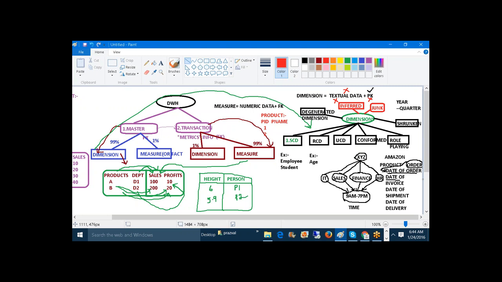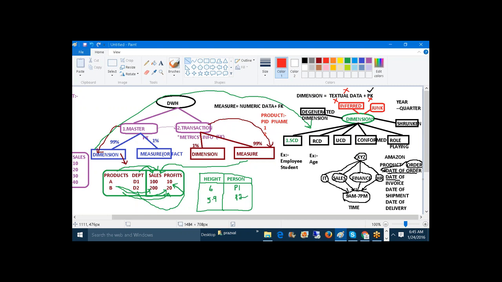What does shrunken dimension mean? A subset or sub-part of one dimension is known as the shrunken dimension. And next, number 7, degenerated dimension. If the dimension contains only the primary keys without any textual data, then such a kind of dimension is known as degenerated dimension. And next, number 8, inferred dimensions. The empty dimensions are also known as the inferred dimensions. And next, number 9, the junk dimensions.